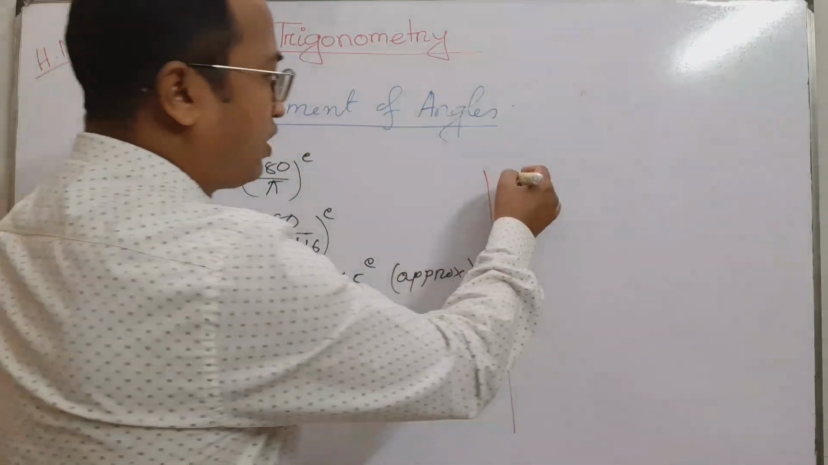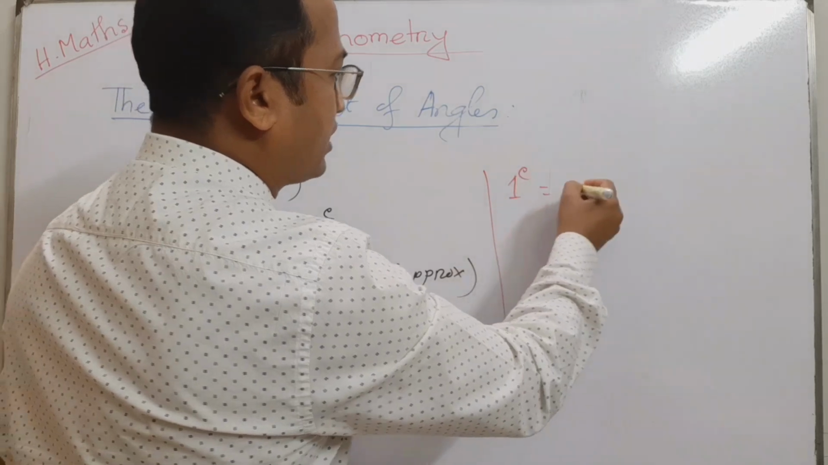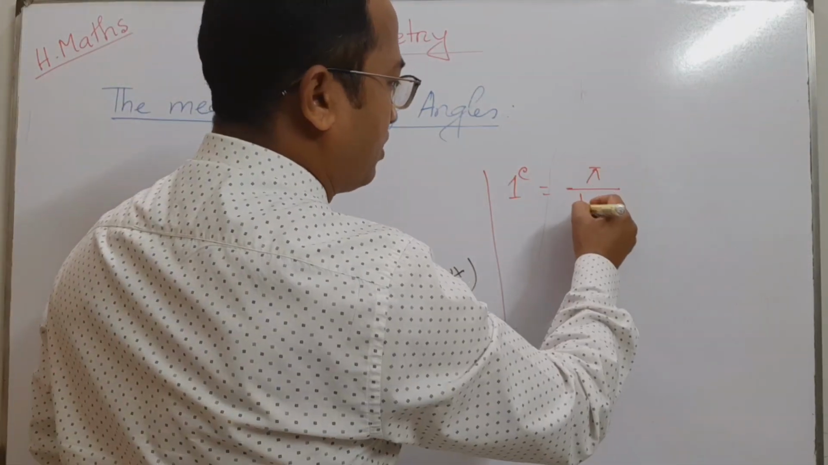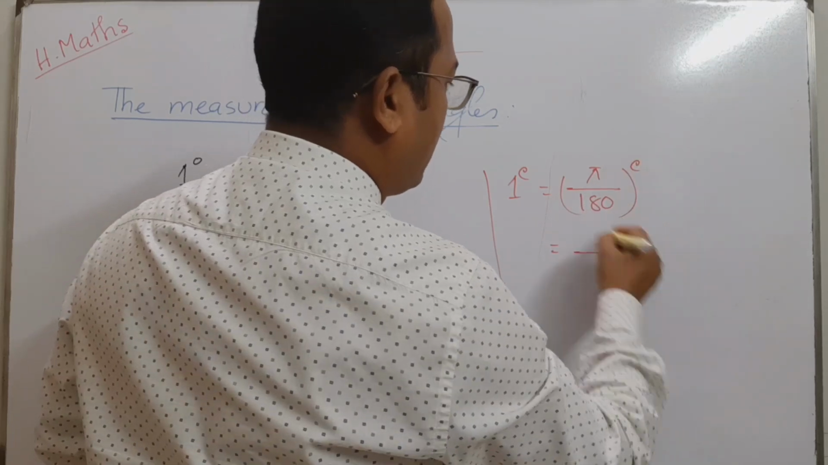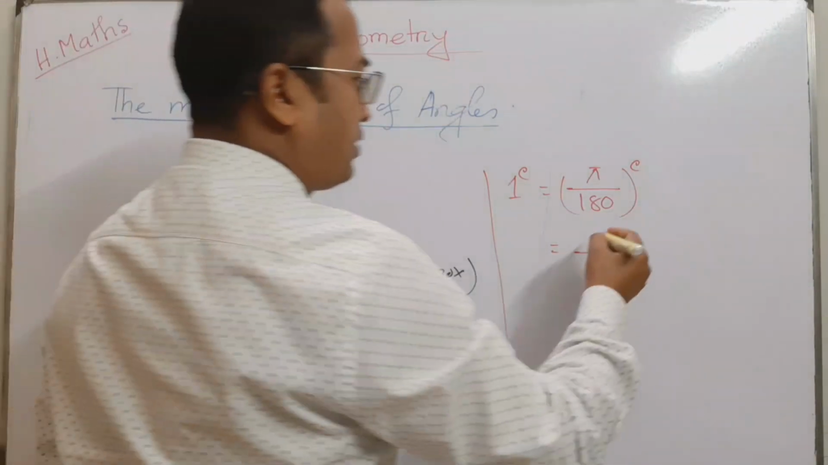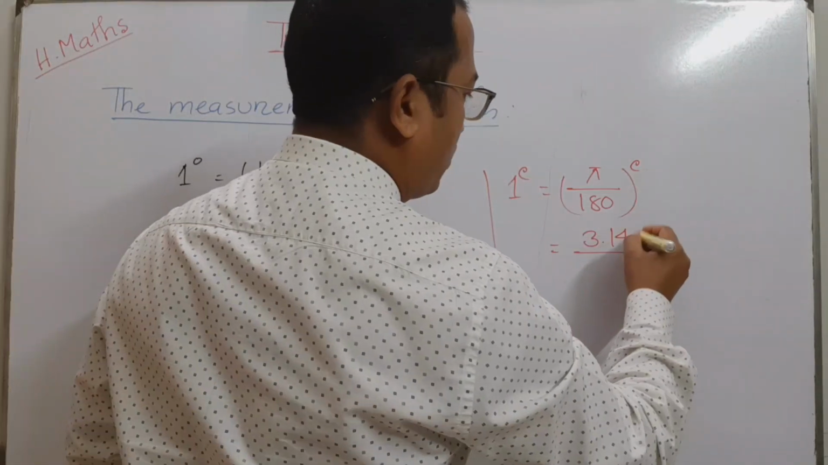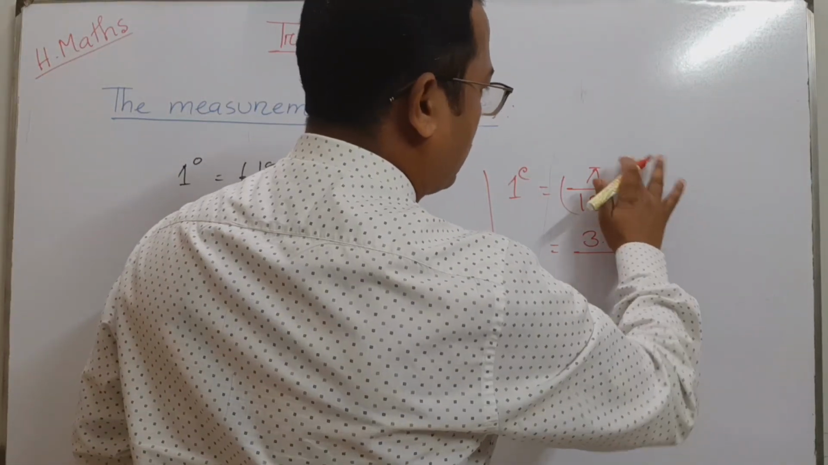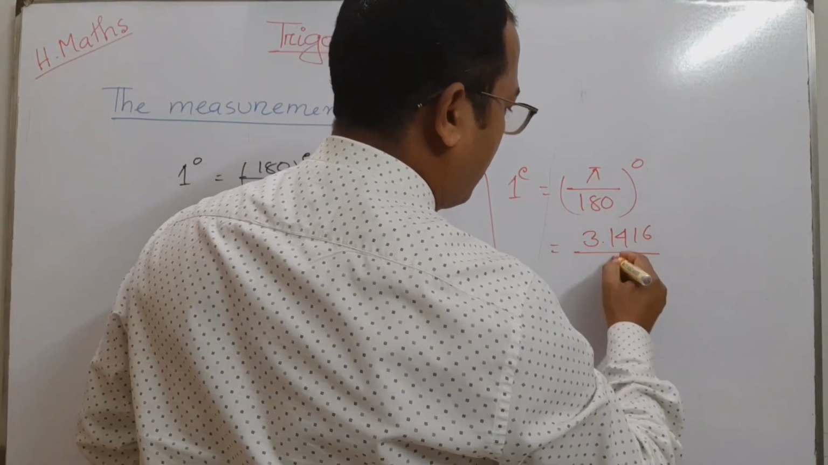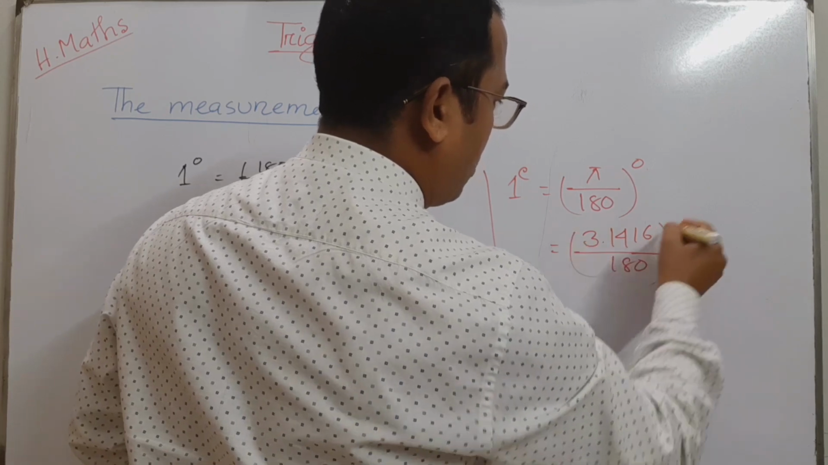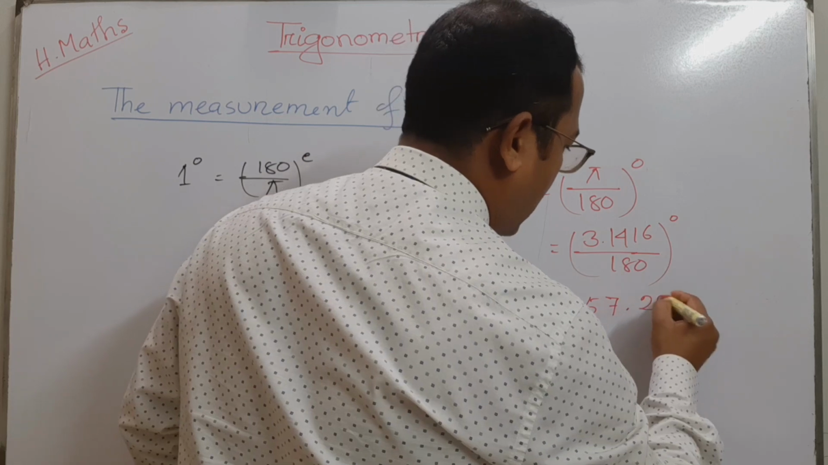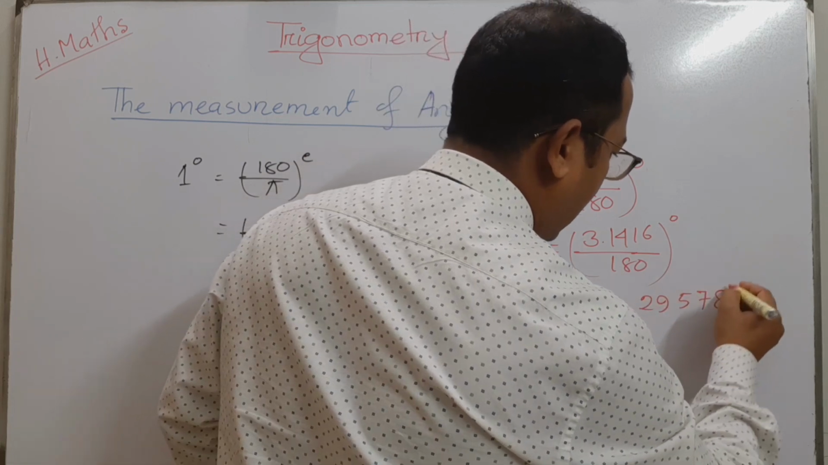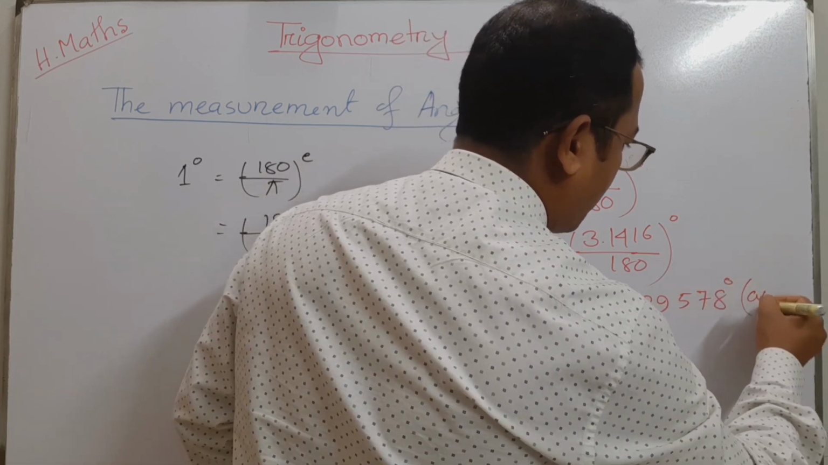Similarly, we know 1 radian is equal to 180 by pi degrees. Now if I put the value of pi, 3.1416, sorry, it will be 180 by pi, what will it be? It will be 57.29578 degrees approximately.